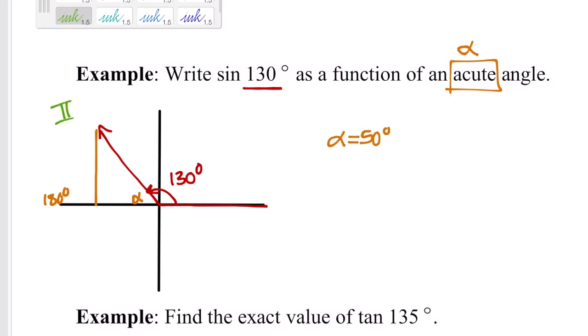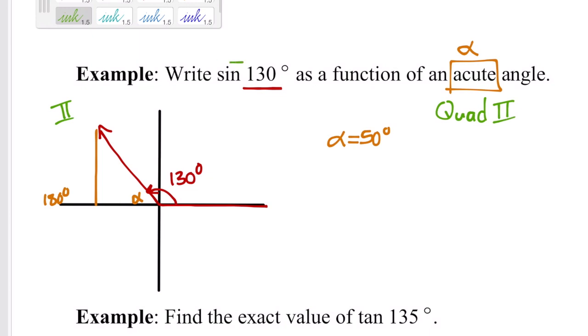I'm paying attention to this because the signs are not always the same as in the first quadrant. So 50 degrees is in the first quadrant. Everything's positive in the first quadrant. In quadrant 2, however, not everything is positive.